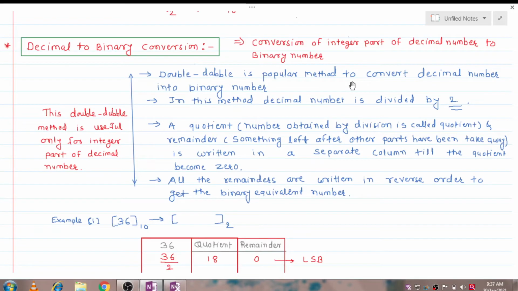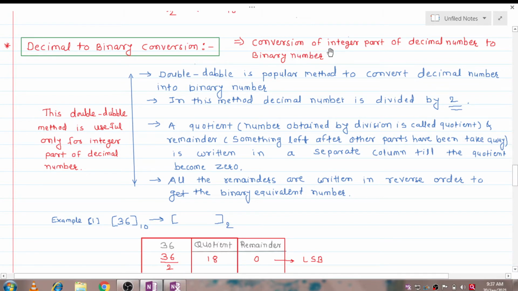Hello everyone. In the last lecture we have seen binary to decimal conversion. In this video we are going to discuss decimal to binary conversion. The binary to decimal conversion video link is given in the description box below. So now we will discuss decimal to binary conversion.